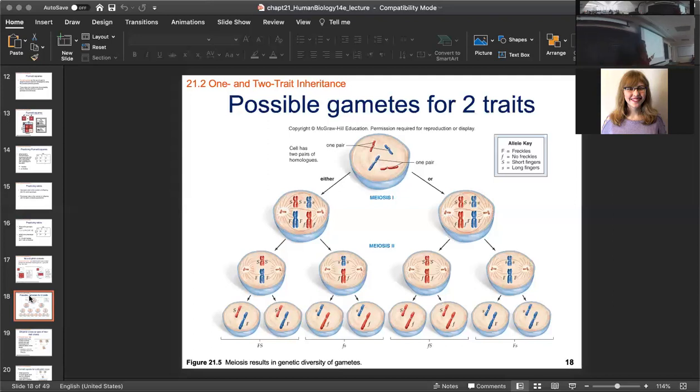And another thing about this slide is this is two different processes. That's why it says either or. This is not all one, the same process. So replicate, divide, divide. Replicate, divide, divide. Those are two options.